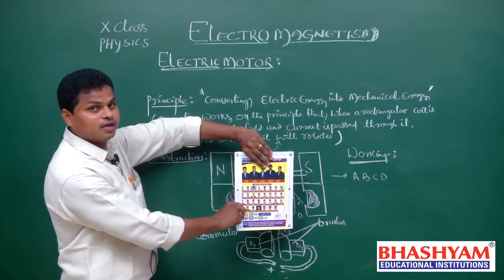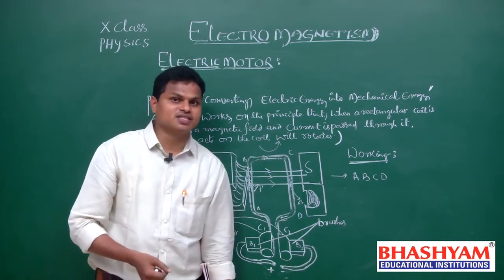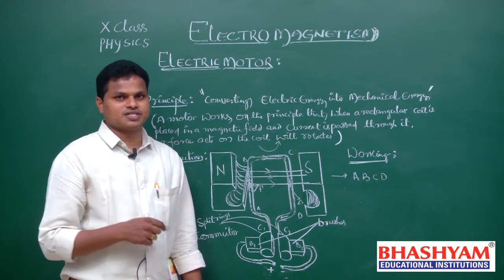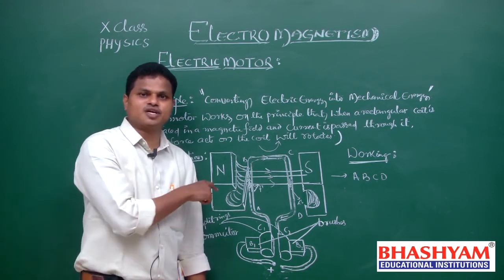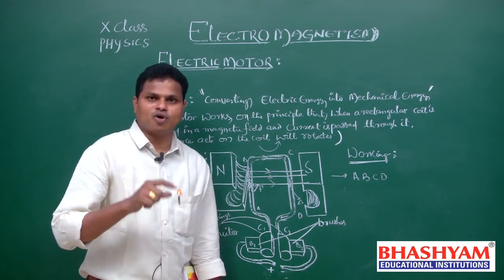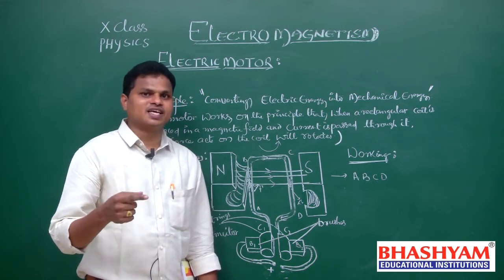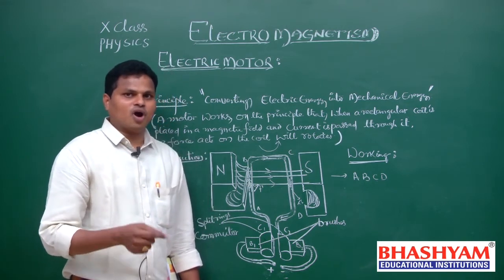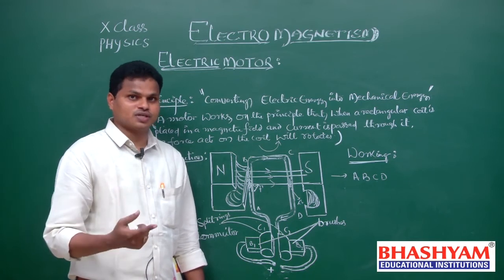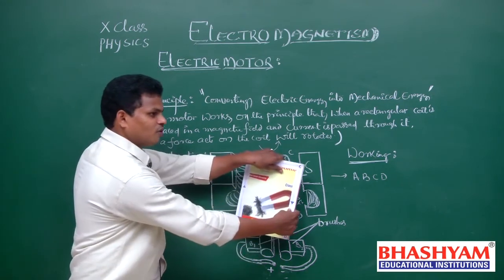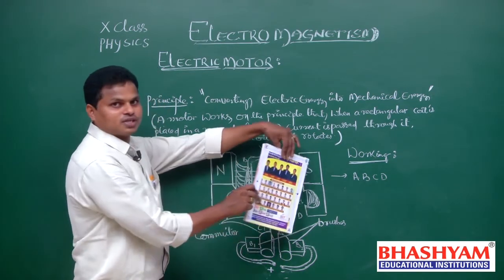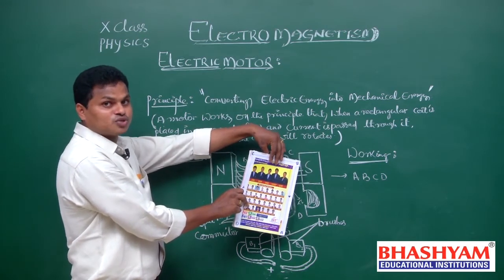What is inertia? Inertia means not accepting change. It is the inability of a body to change its motion by itself. If the body is in motion, it wants to stay in motion. That's why it is continuous motion. Due to inertia, the coil comes into motion.